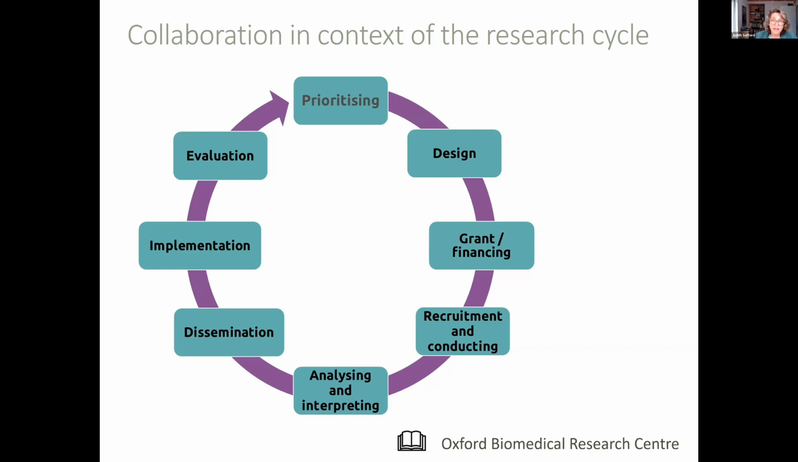Then you have to design the study, and you need to get it financed. You start with recruitment and conduct the study. You analyze the results and interpret them, disseminate the study, publish it, and more. Hopefully, it gets to the clinic and is implemented. And this is the special thing.